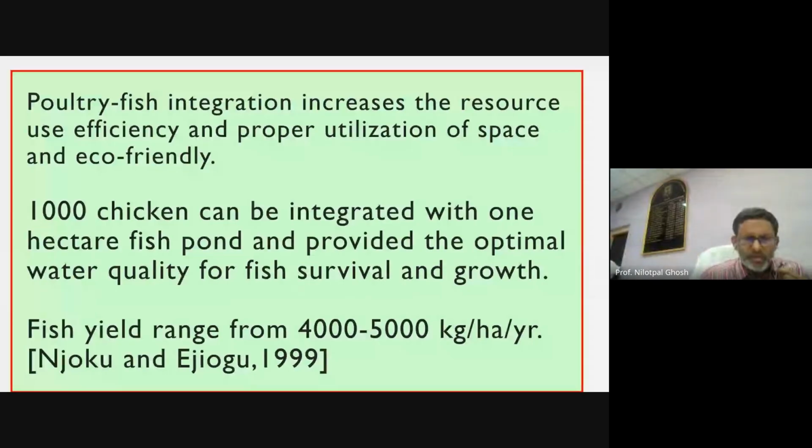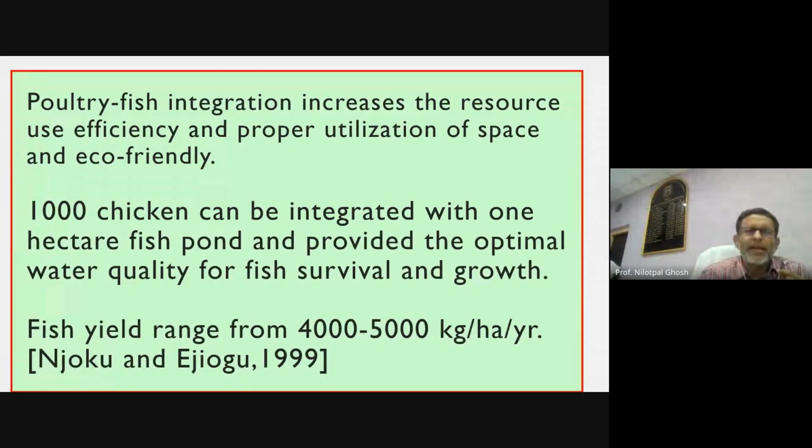being practiced very long back. Here one quantification is there with 1,000 chicken integrated with 1 hectare fish pond. So 1 hectare fish pond and 1,000 chicken. Then the fish survival, fish water quality, the fish growth all increased, yielding 4,000 to 5,000 kg per hectare area of land.